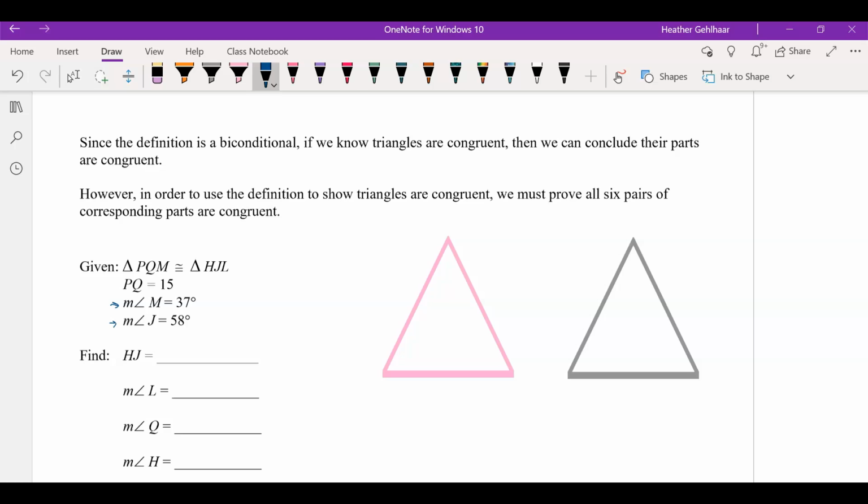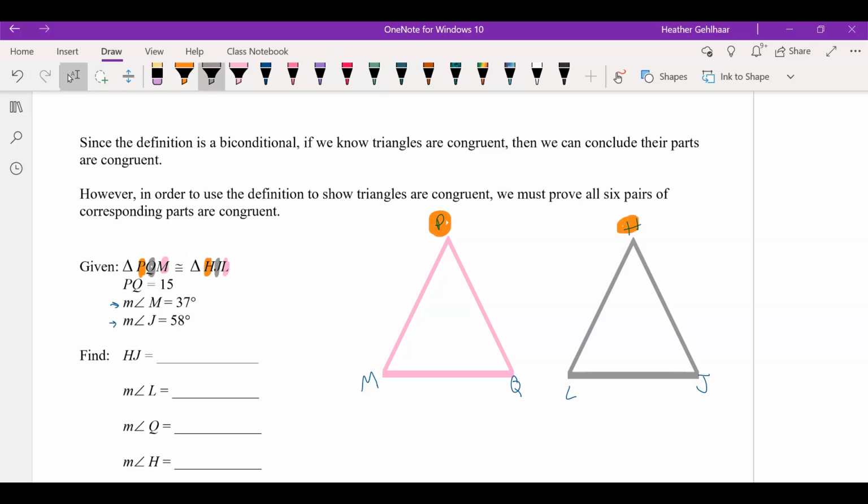So let's go ahead and label our triangles. So we have here PQM. And then I know that angle P is corresponding to H, and I know that Q is corresponding to J, and I know M is corresponding to L. Honestly, just look at where they're located in the congruent statement, and that's exactly how it'll be. So P and H, Q and J, M and L. So I'm going to put them in these same exact spots. I'm going to put an H up here, I'm going to put the J, and I'm going to put the L. It's going to make things 10 times easier for you, I promise.